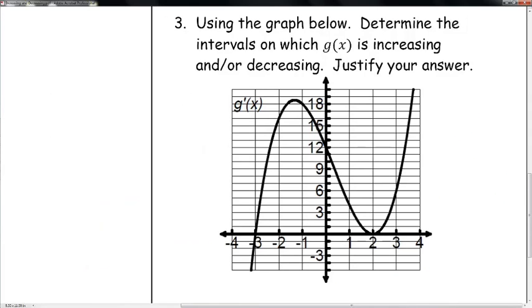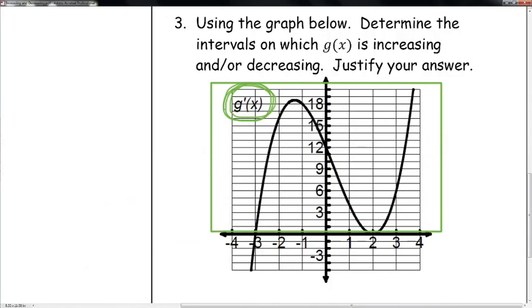Number 3, using the graph below, determine the intervals where g is increasing or decreasing. Notice that I gave you g prime, which means you can't look to see where the function is going up and down. That's not what I'm asking about. I'm asking where's the function negative and positive. So let's look at the values where g prime is positive. That means values above the x-axis.